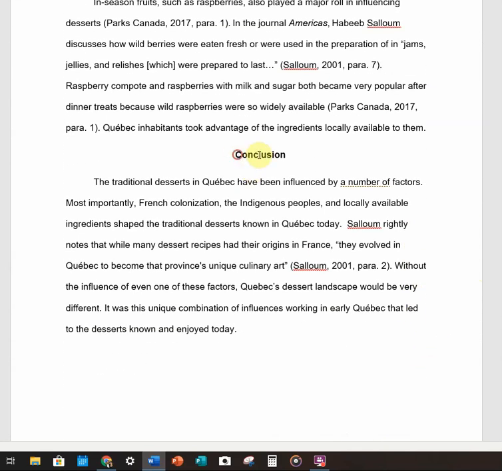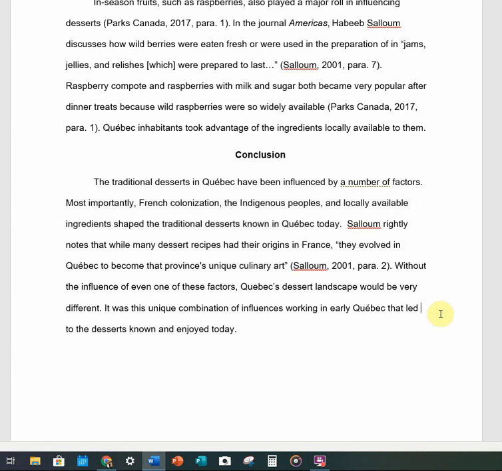That brings us to our conclusion, and the conclusion also has a type 1 heading, which is great. This is where we remind our reader of the main idea and those three most important supporting ideas. Okay, so here we have: the traditional desserts in Quebec have been influenced by a number of factors. That would be our main idea. And then we would give our three most important supporting points. Most importantly, French colonization, the Indigenous peoples, and locally available ingredients shaped the traditional desserts known in Quebec today.